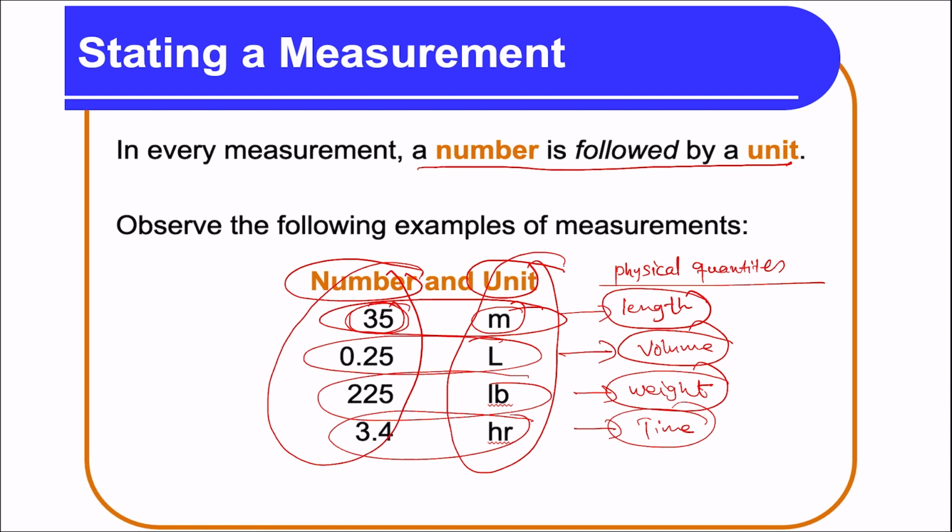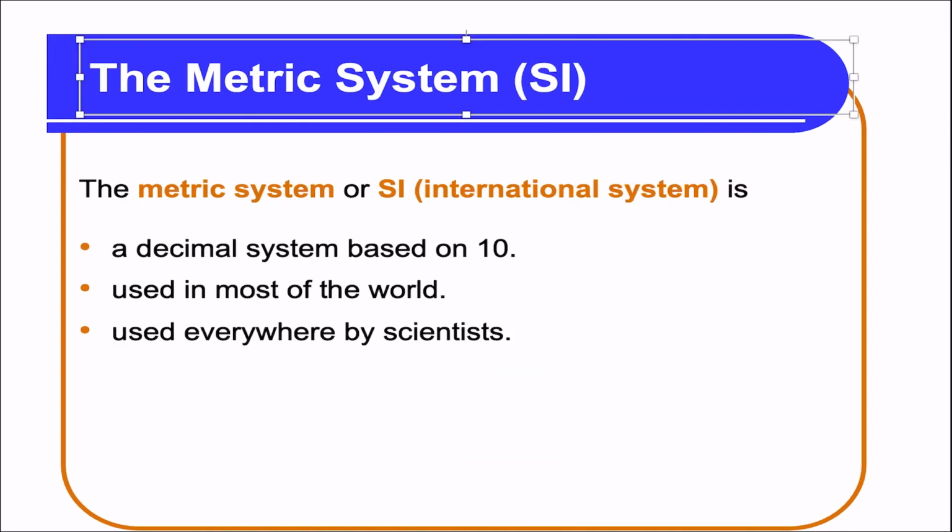should be measured using a number followed by a unit. So let's talk about the metric system and SI system. If you look at the history, after the French Revolution the metric system was introduced. After 1960, the International System of Units, which we call the SI system, was adopted, and this SI system has official status in nearly every country in the world.